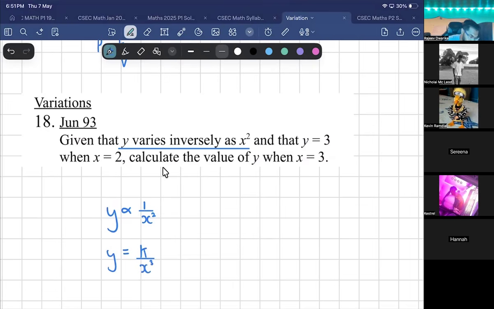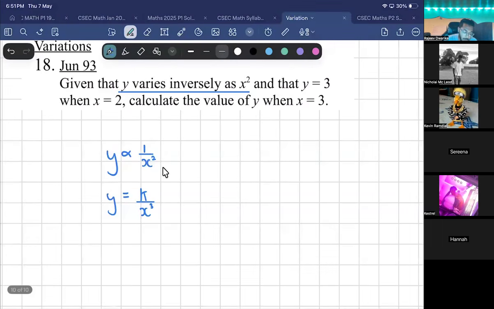Probably I can hear myself. Yeah, so y is equal to k over x cubed. Cool. Do we know what k is? x squared. Oh, x squared, yeah. Not bad. You see, I wrote cube instead of squared.